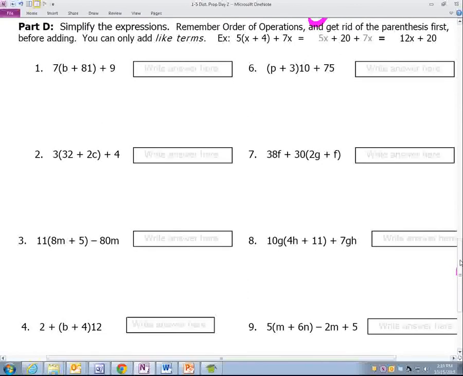Now we have to simplify these expressions. Remember the order of operations and get rid of the parentheses first before adding. This is huge. There are so many people who have been messing up on the homework because they're not following this rule. Get rid of the parentheses first before adding or subtracting. Okay? You have to do that first. Get rid of the parentheses first. Always.